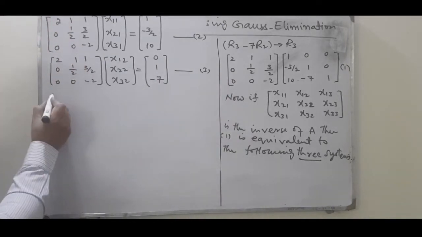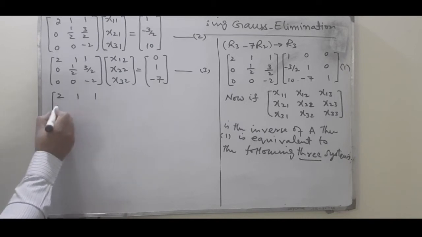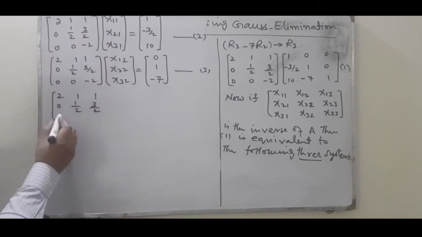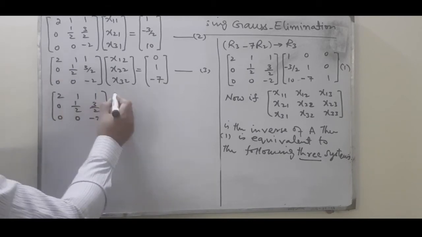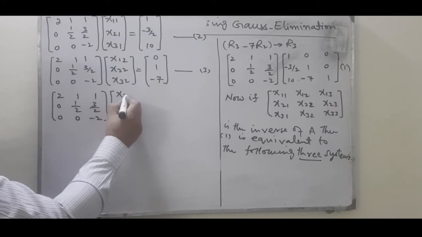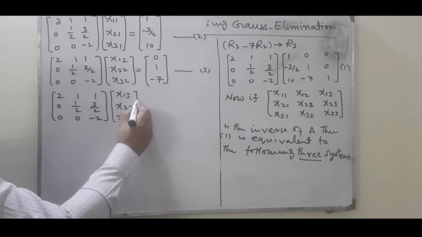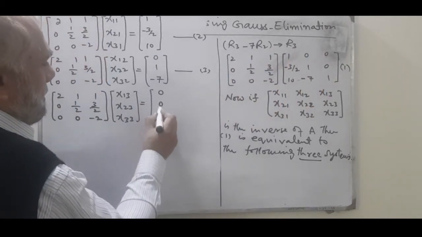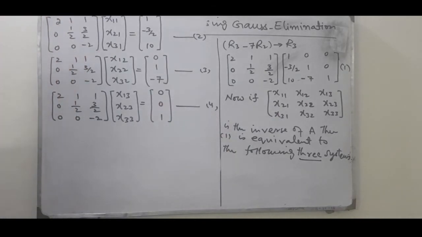And the third system will be written down on the same lines, 2, 1, 1, 0, 1 by 2, 3 by 2. This is the same matrix, 0, 0, and minus 2. Now we take the third column from this unknown inverse, x13, x23, and x33. And on the right side, we shall be using the third column, which is 0, 0, and 1. So this forms 3 systems of equations.